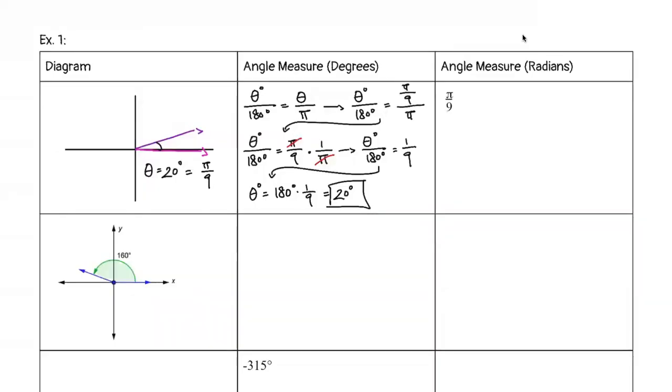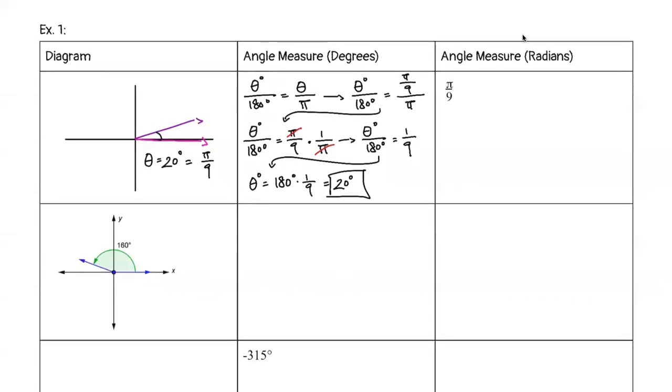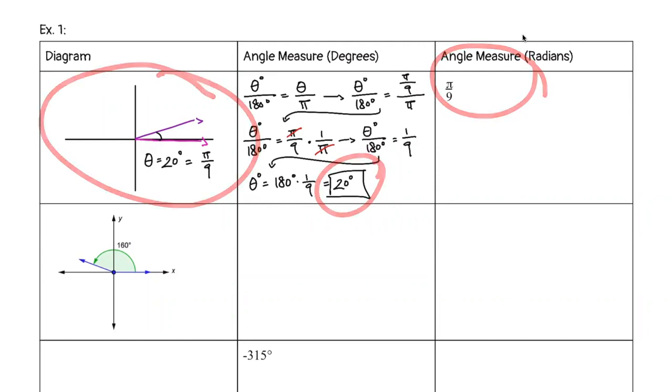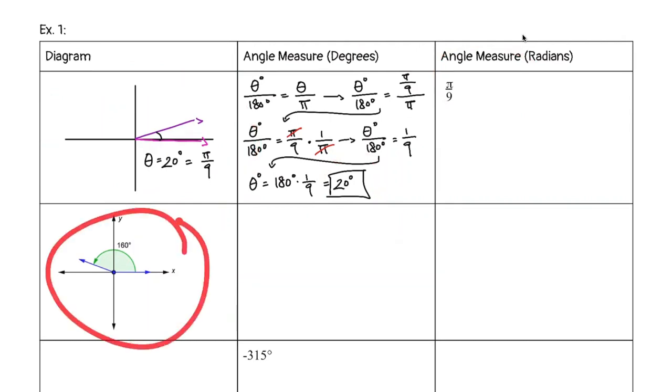All right. So before break, we took a look at one example where we were given an angle measure in radians. We converted it to degrees and we drew a picture. Now we have one where we have a diagram, and I'd like us to fill in the rest of that information. If we take a look at this diagram, I bet we can answer one of these two questions pretty quickly, right?